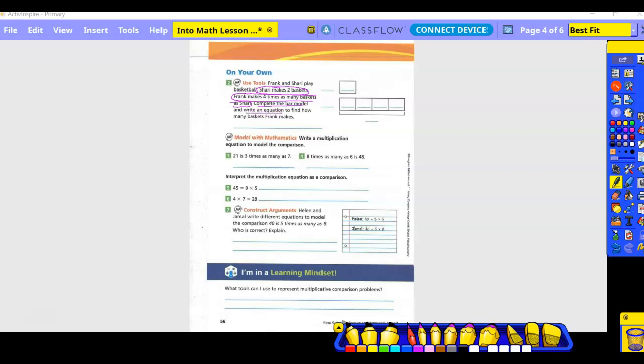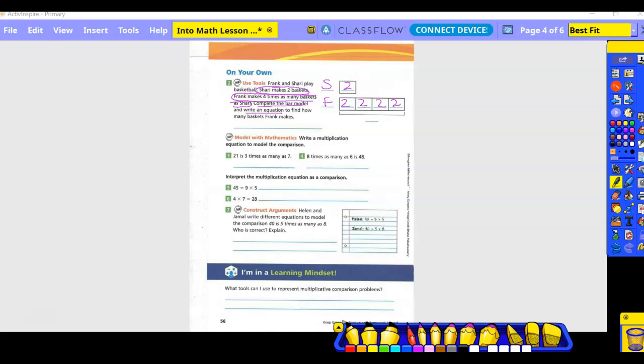So who is the single box? Is that Sherry or Frank? Sherry. Okay, so we're going to put an S and an F. Sherry makes how many baskets? 2. So what goes in each one of our boxes? 2. So like I said, the boxes will show the same thing. So I need to put 2 in every single box.